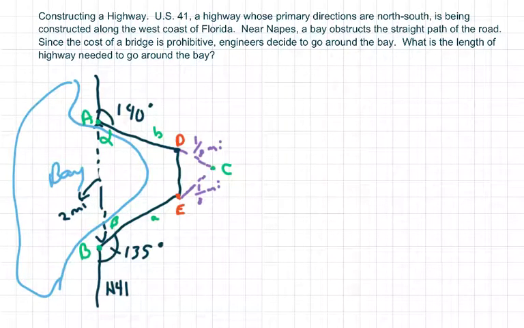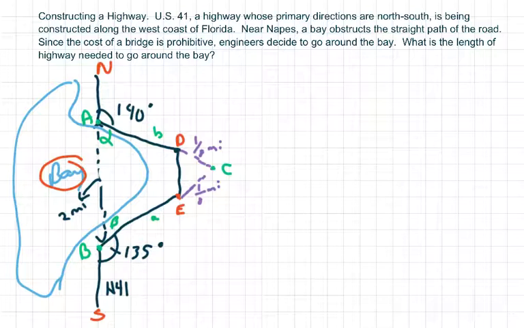Hi everyone. We're going to construct a highway using the law of sines, and we're talking about Highway 41, whose primary directions are north and south. So this would be north, this would be south, and we're in West Florida. A bay, this bay here, obstructs the straight path of the highway.